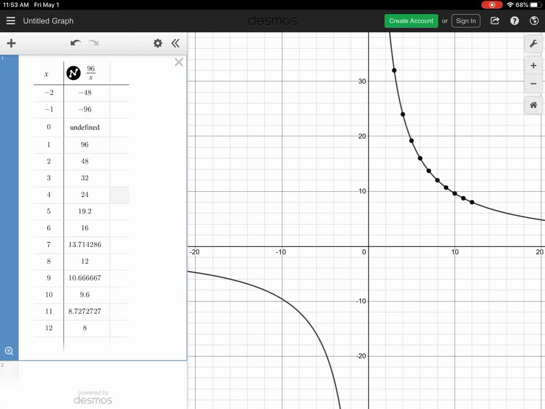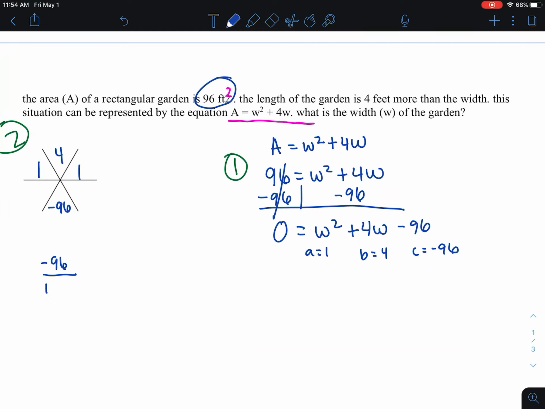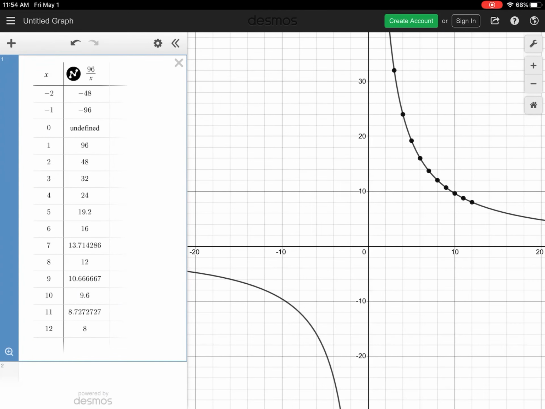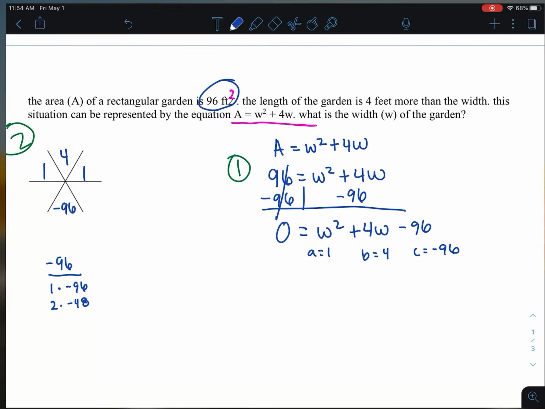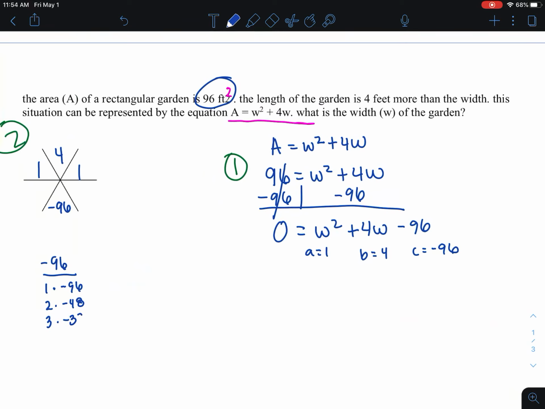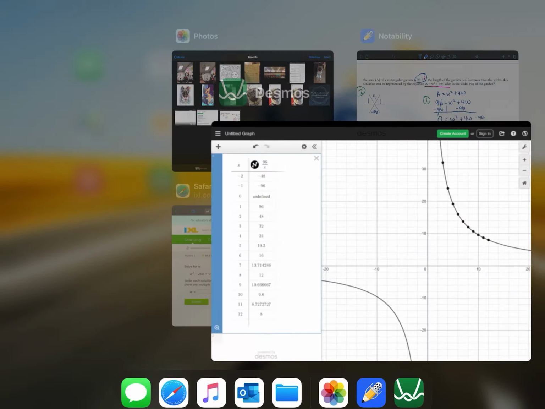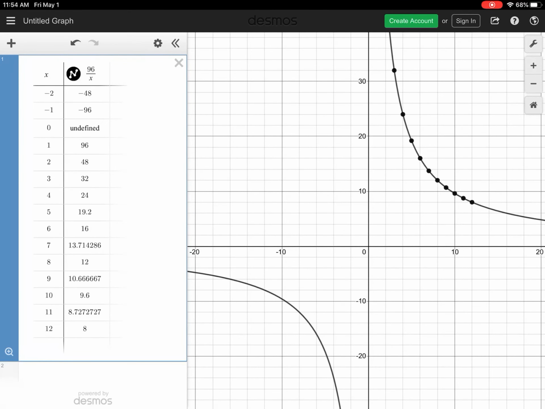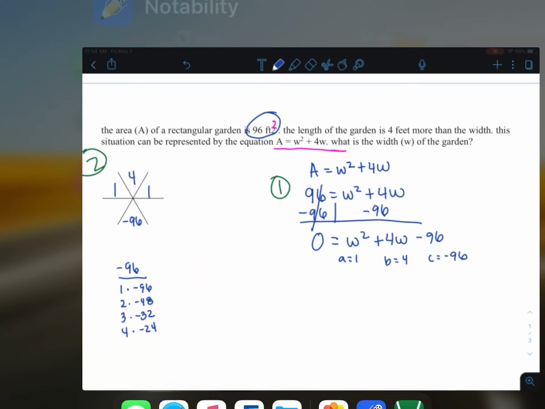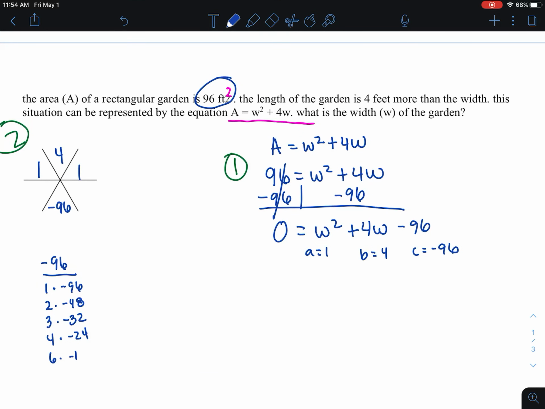and that's it, okay? So I'm going to write all of those down. 1 times 96, 2 times 48, 3 times 32, 4 times 24. But I want negative 96, so 1 times negative 96. 2 times negative 48. What's the next one? 3 times 32. 4 times negative 24. 6, 16, and 8 and 12.